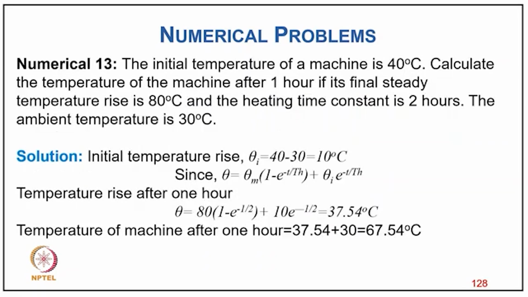Numerical problem 13. The initial temperature of a machine is 40 degrees Celsius. Calculate the temperature of the machine after 1 hour. Its final steady temperature rise is 80 degrees and the heating time constant is 2 hours. The ambient temperature is 30 degrees Celsius.